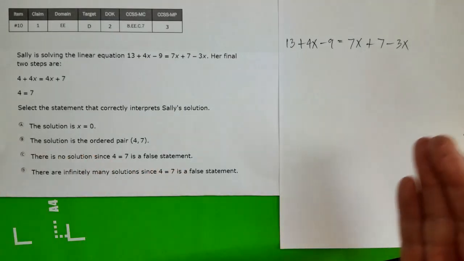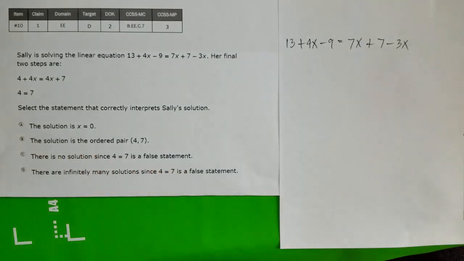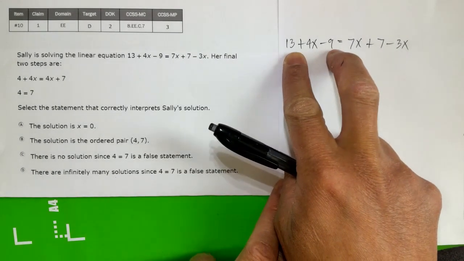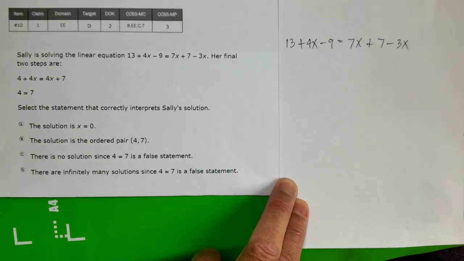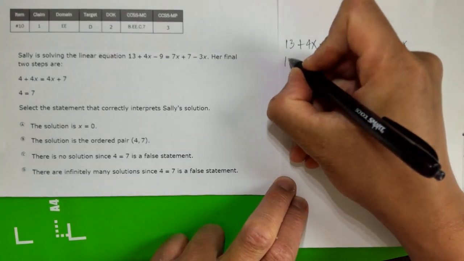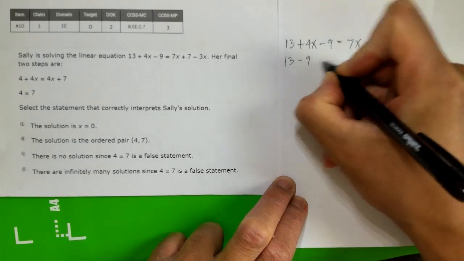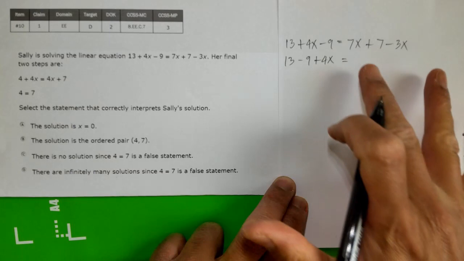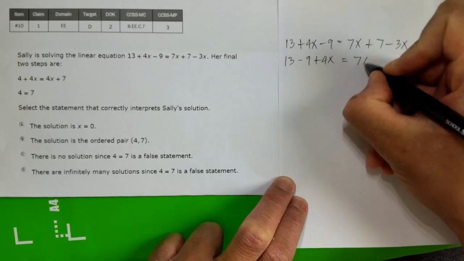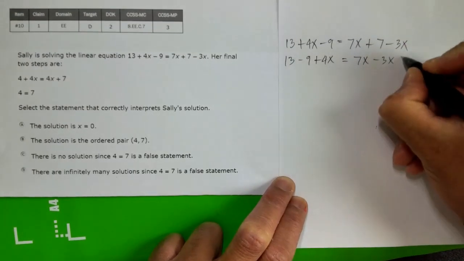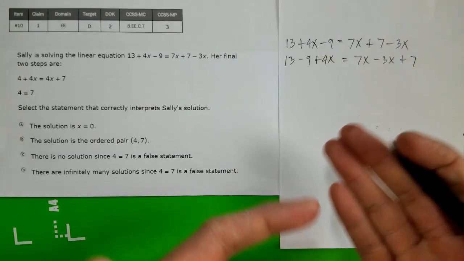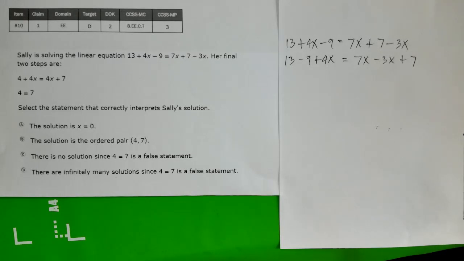Okay, so before we apply the inverse operation, as you can see, we have these two right here. The 13 and the 9 are both constant numbers. So let's rewrite the equation. 13 minus 9 plus 4x equals, then here we can just combine these two, 7x minus 3x plus 7. I simply arranged it so that you will see how we simplify the equation.